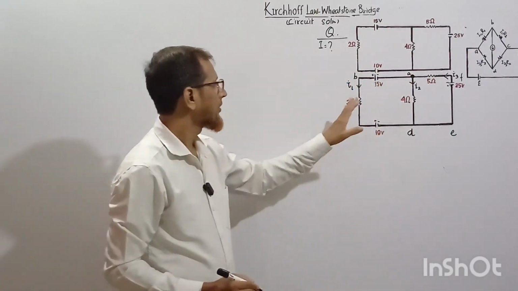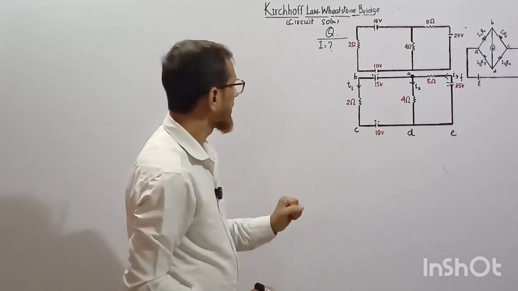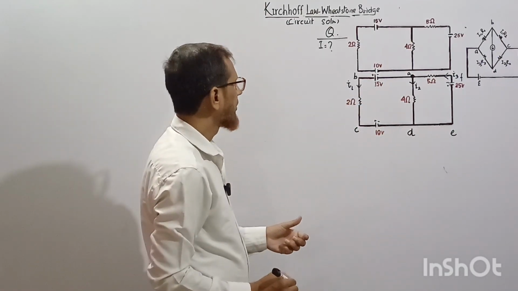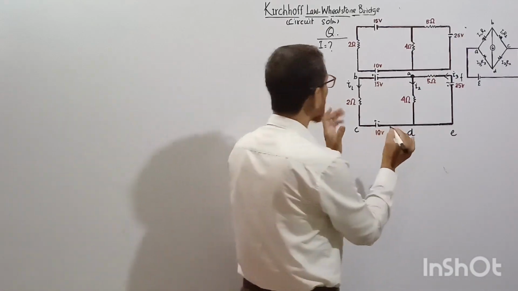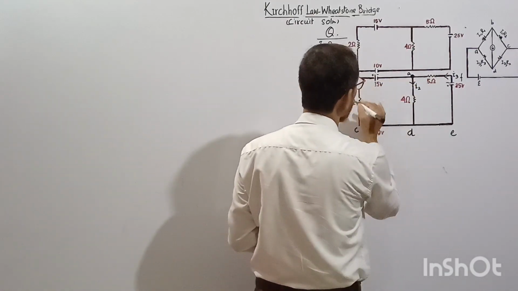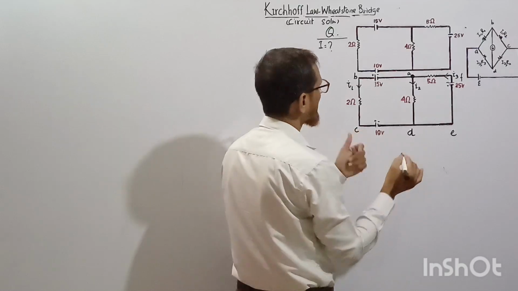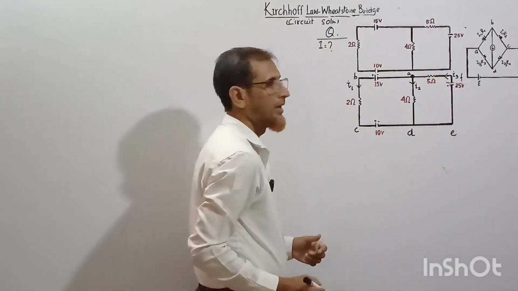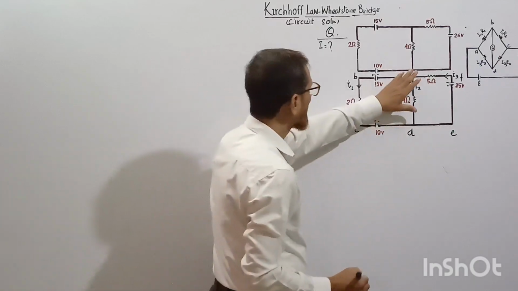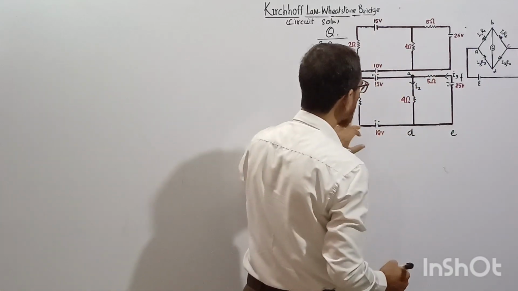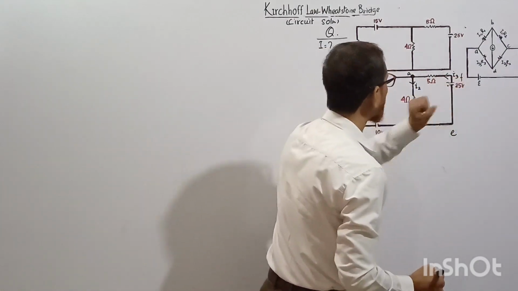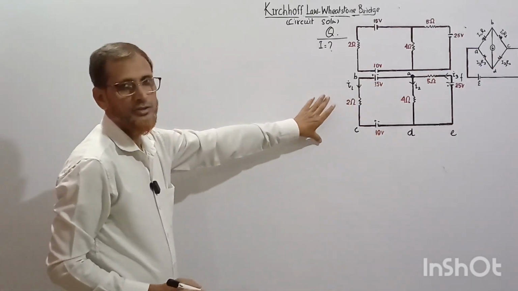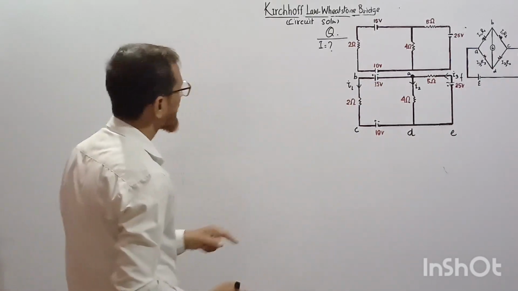Now the third point is that you have to assume the loop. So there are two loops. One is A, B, C, D, A, and another is A, D, E, F, A. And the last one is, if you remove this one, A, B, C, D, E, F. So let us start solving the problem.